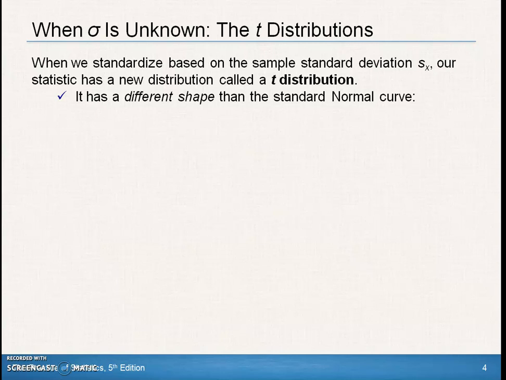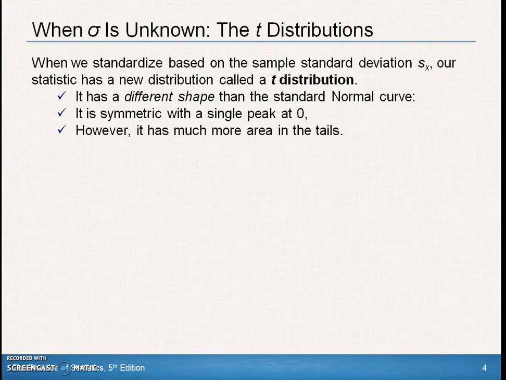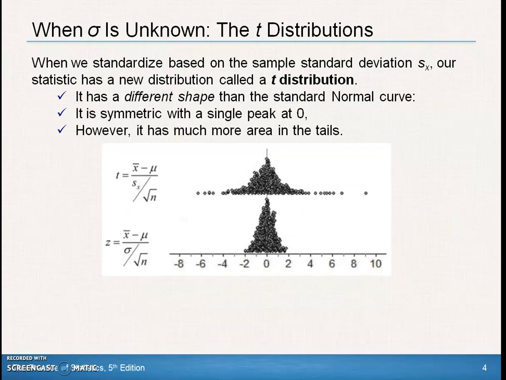It does have a different shape than a standard normal curve, but not much. It's symmetric. It has a single peak at 0. That's the same. It has much more area in the tails. And so this is what it looks like. The top one is the t-distribution. You'll notice it's X bar minus mu over S sub x divided by the square root of n. And the bottom one, X bar minus mu over sigma divided by the square root of n. So that change, the S sub x and the sigma, makes our curve a little wider at the bottom, the spread of the data.